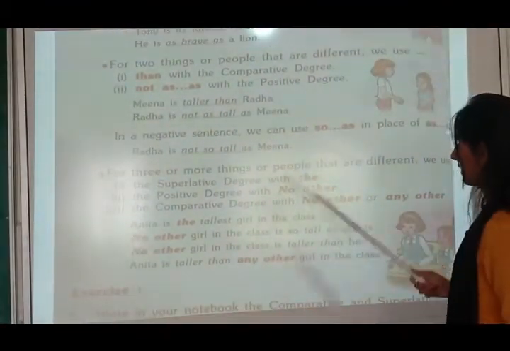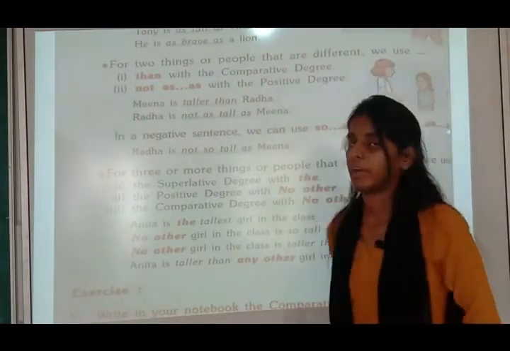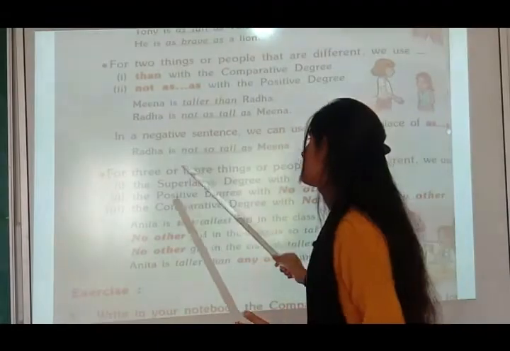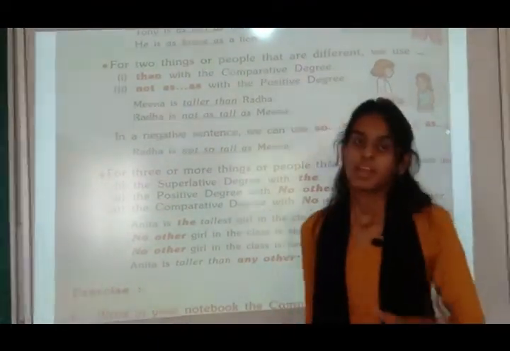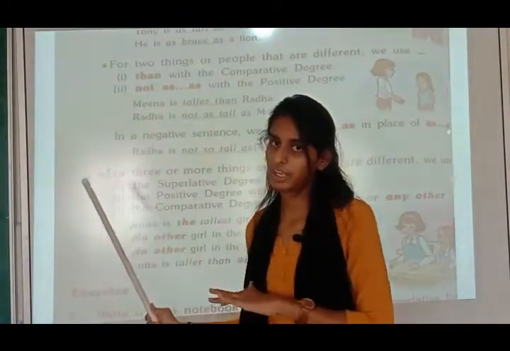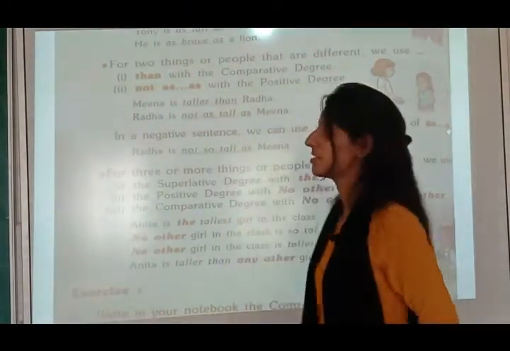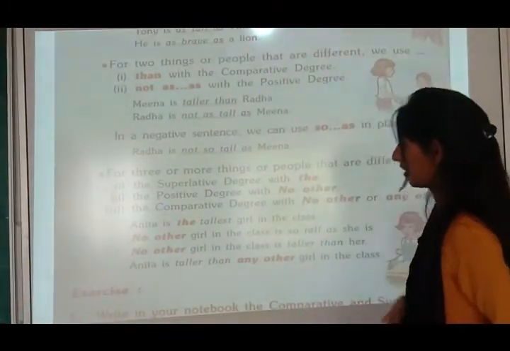In a negative sentence, we can use "so" as in place of "as". So when we are writing a negative sentence: Radha is not so tall as Meena. All the sentences have the same meaning, but the sentence is changed by using "than", "not as" and "not so".